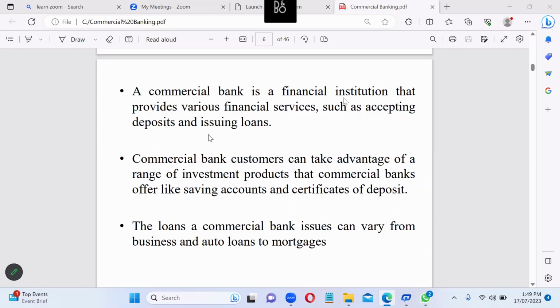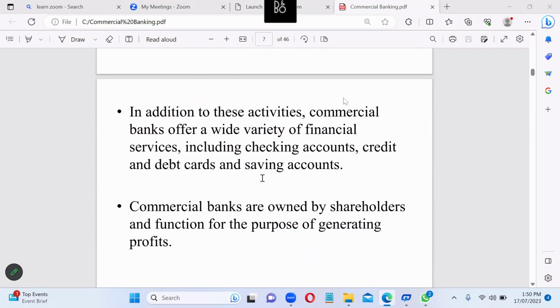Some commercial banks provide different categories of loans to the public, to businessmen, or to entities or institutions. These are attractive loans to catch the customers. That is a bank strategy. So commercial banks not only provide deposit service, they provide lending loans to other people. In addition, they offer a wide variety of financial services, including checking accounts, credit and debit card services, and savings accounts.